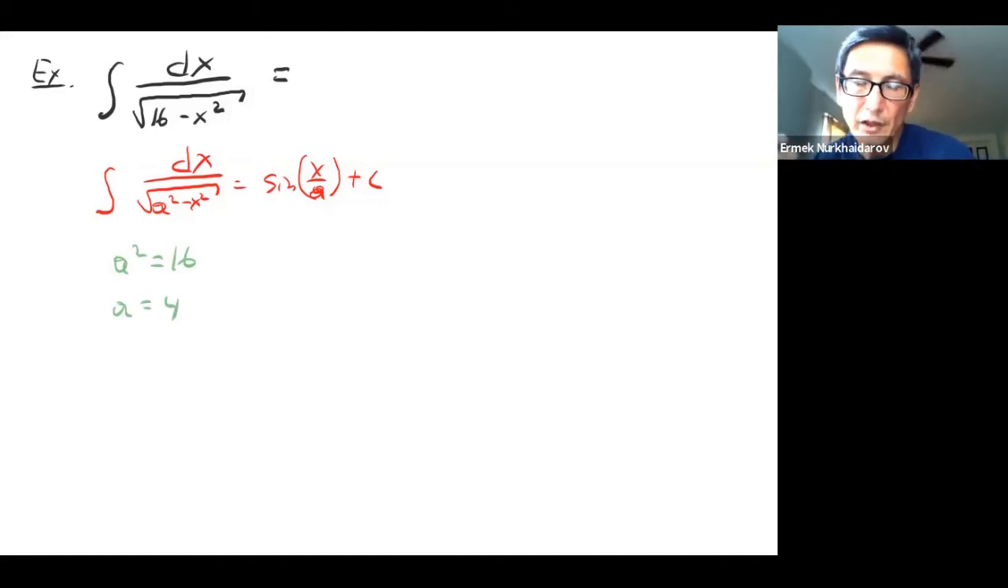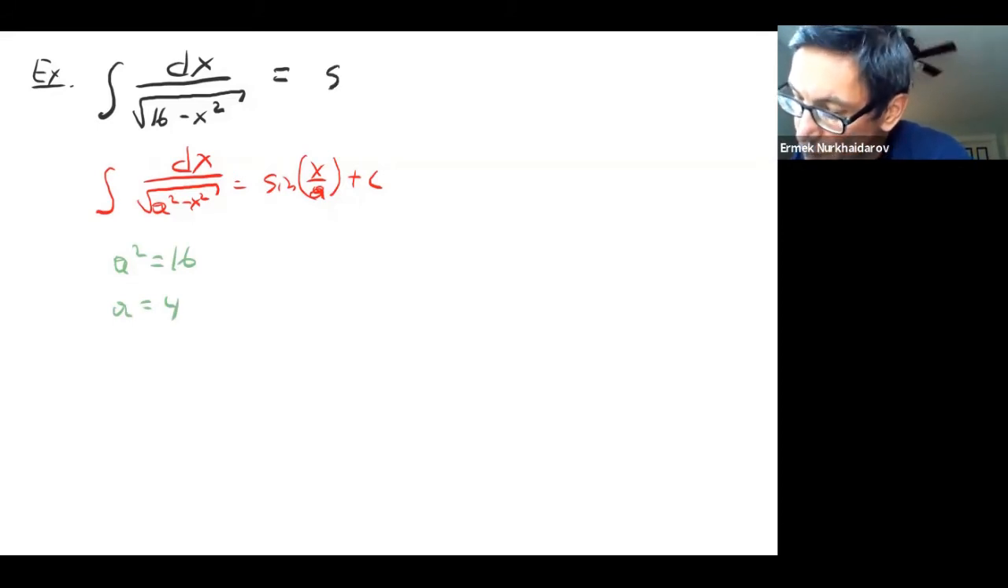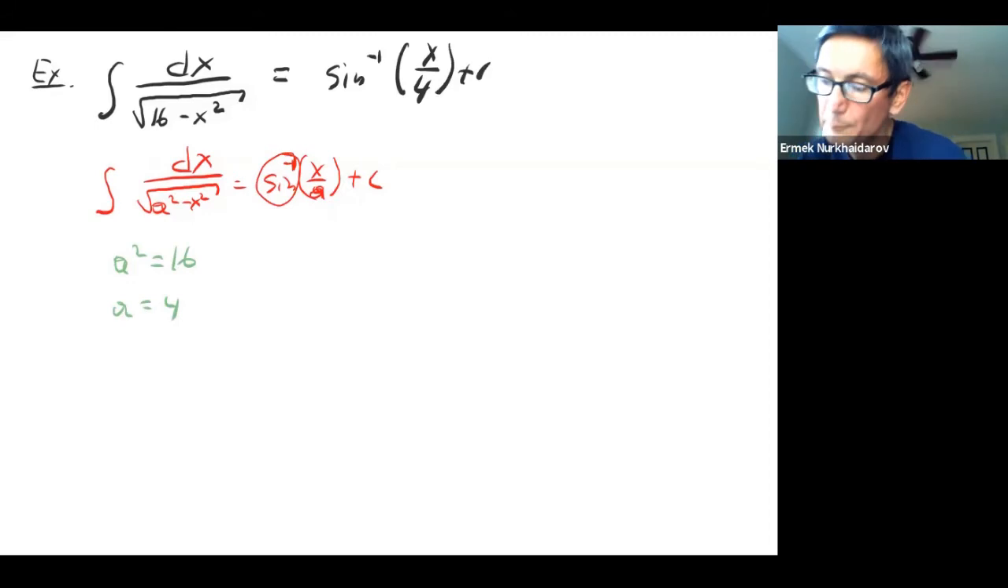And then we are ready to write on the right side of our formula, and we're going to get our answer. Oops, it should be sine inverse, right? Sine inverse here. So we're going to get sine inverse of x over 4.